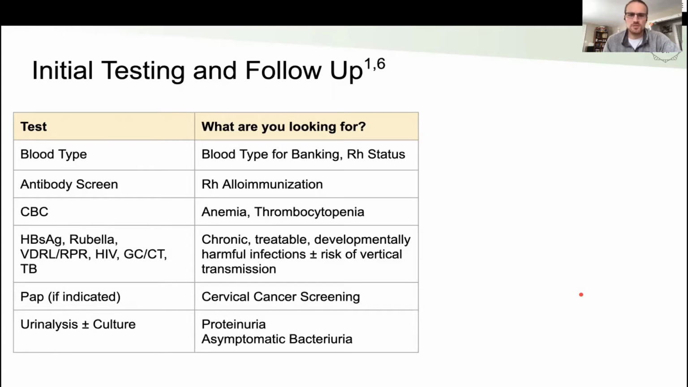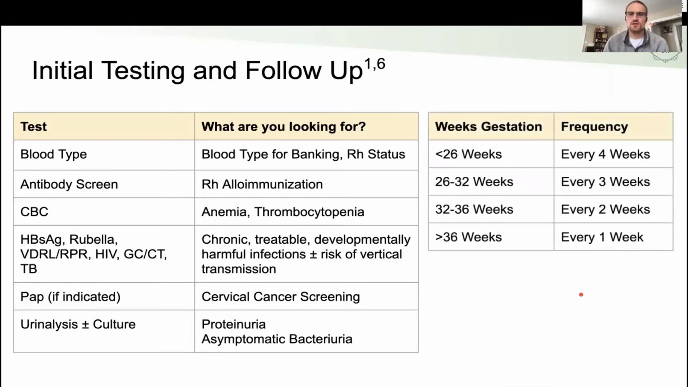If a Pap is indicated, you would obtain it, and you also do your urinalysis and culture. And that's to check for proteinuria at baseline, but then also to assess for asymptomatic bacteriuria, because this is one of the few indications for treating asymptomatic bacteriuria, because undiagnosed UTIs can lead to preterm labor, so that's why you treat during pregnancy.